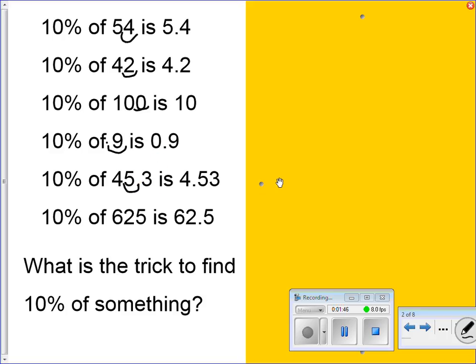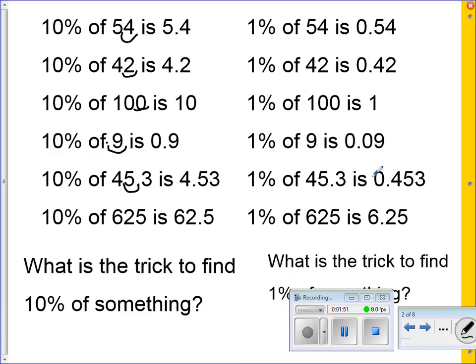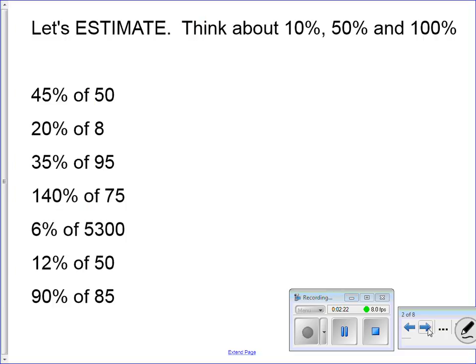If we look even further, if we wanted to find 1% of a number, instead of moving the decimal place over once, for 1% of a number, we just move the decimal once, twice. So 1% of 54 is 54 hundredths. 1% of 42 is 42 hundredths. And 1% of 100 is 1. And so on and so forth. So this really helps us, especially when we're estimating. Let's take a look at estimating.